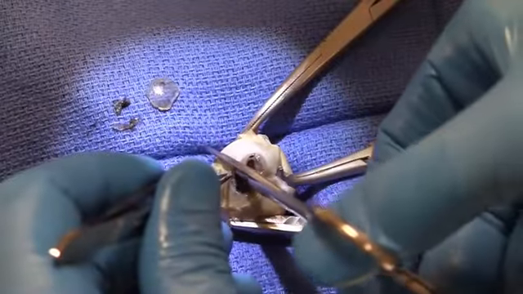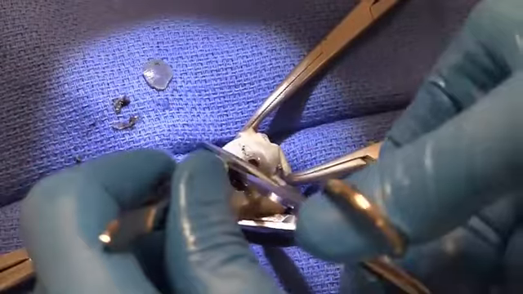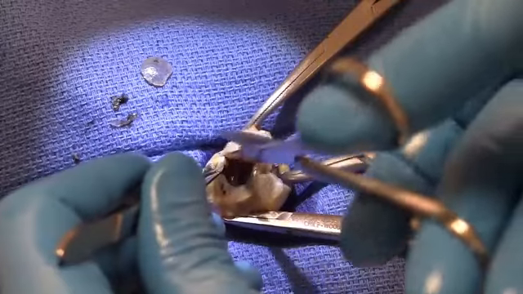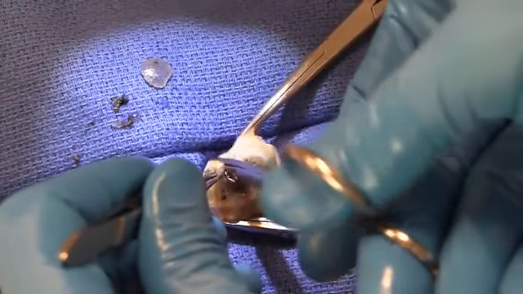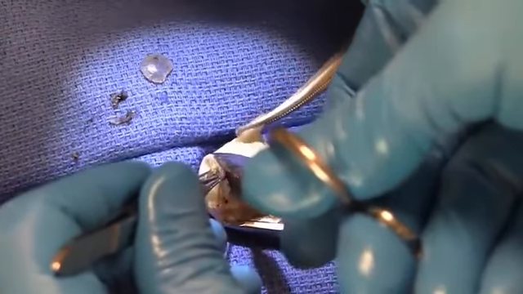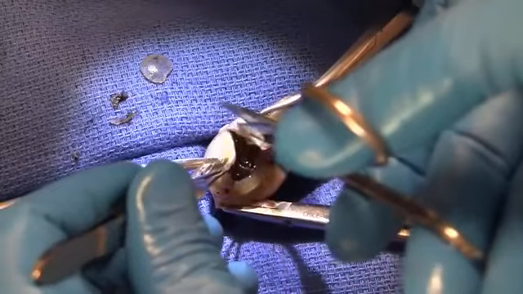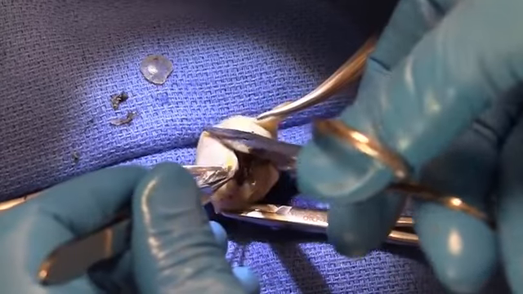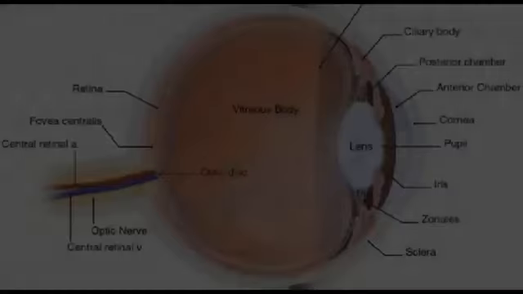Now, I will change the direction of dissection and cut into the vitreous cavity. We should be able to see the lens, which lies directly behind the iris. Let's pause the video for a moment to look at a schematic of these structures.